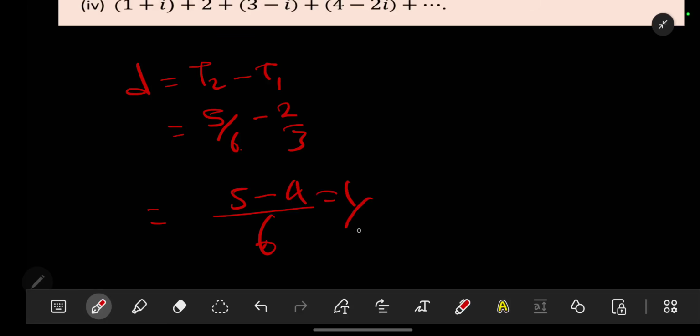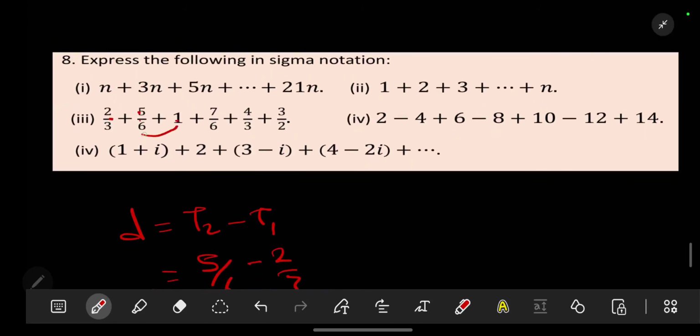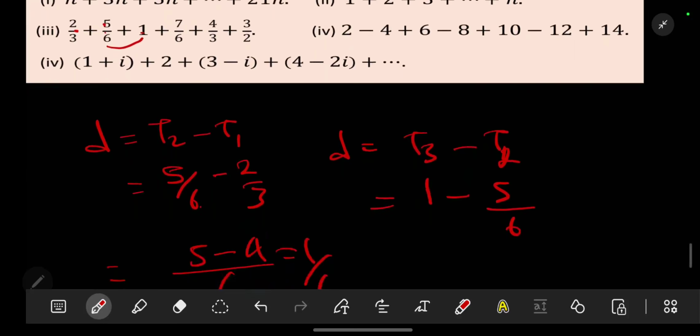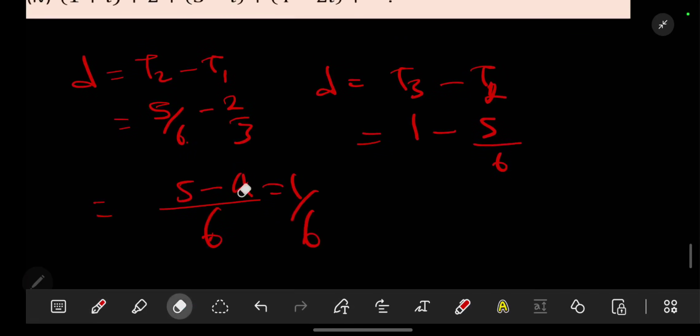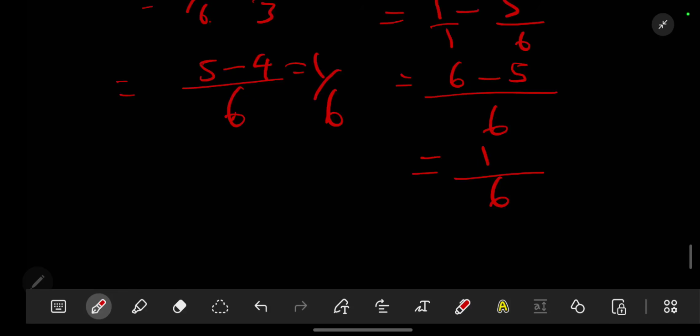It will be 4, which will be 1 over 6, like that. Likewise, you can subtract this and see whether it will give us the same. So D is equal to term number 3 minus term number 2, which gives us term number 3 is 1 minus 5 over 6. This gives us a value equivalent to, we have 6 divided by 1, that's 6 times that, we have 6 minus the 5, which will be 1 over the 6, like that. So if the common difference is the same, you can say it is an AP.